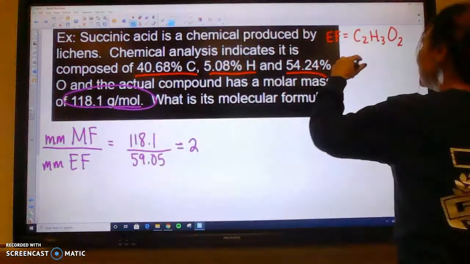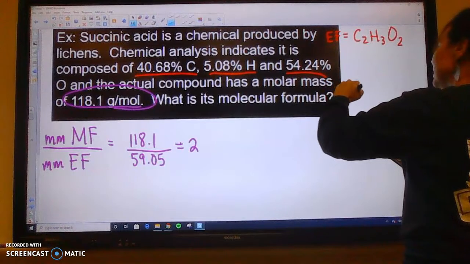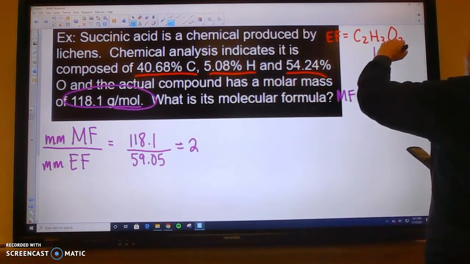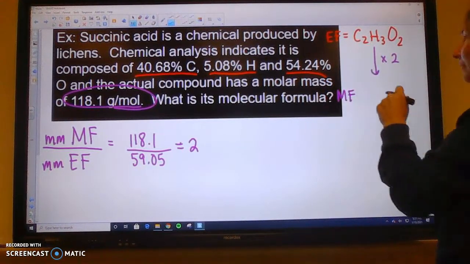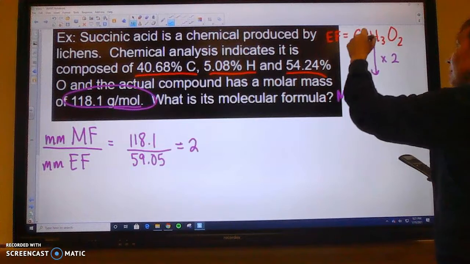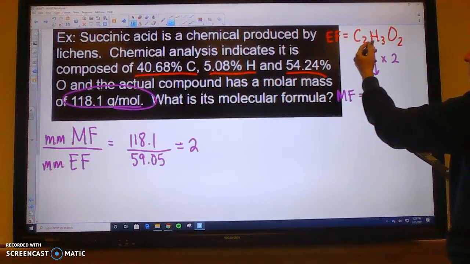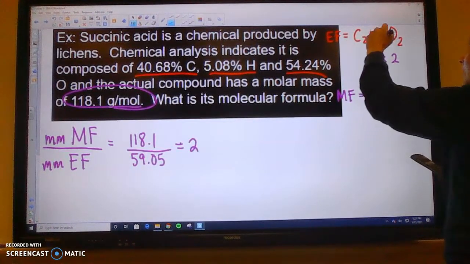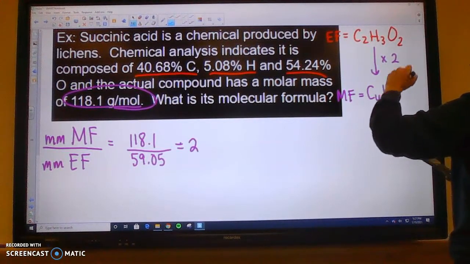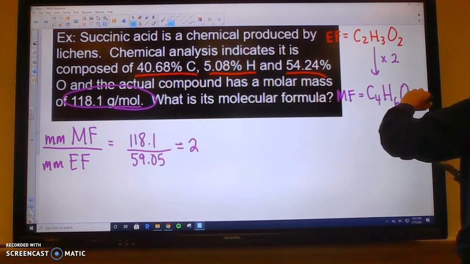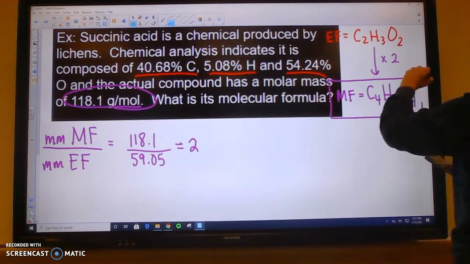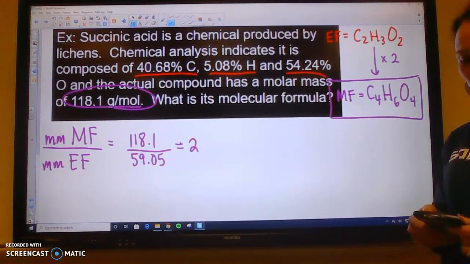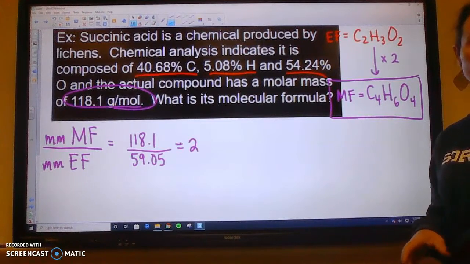So that means to get my molecular formula over here, I'm just going to multiply all this by 2. When I do that, my subscripts now become 2 times 2, so that's C4H6O4. Okay, that's my molecular formula. Does that make sense? Hope so.